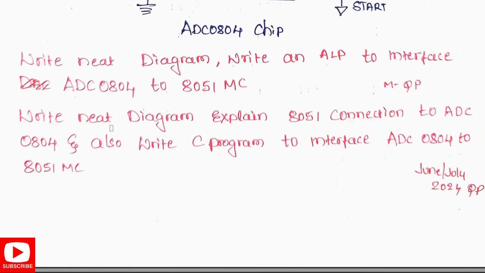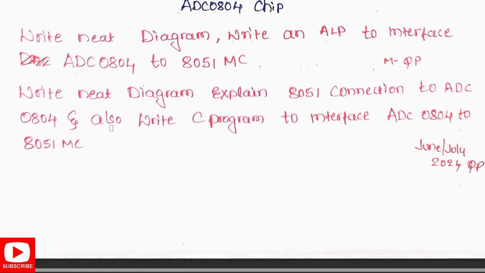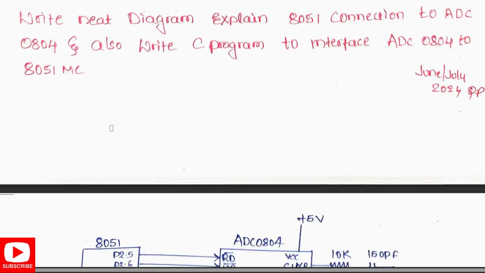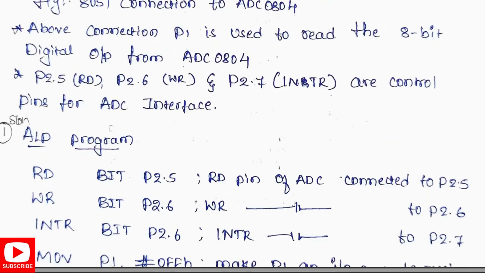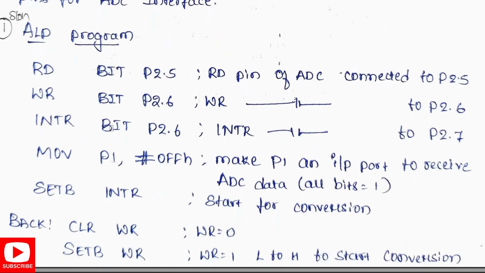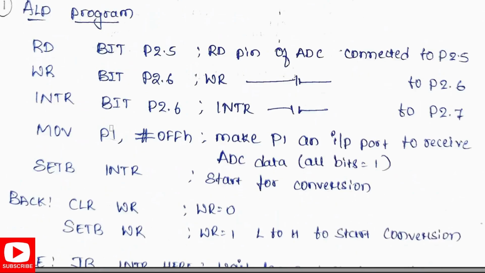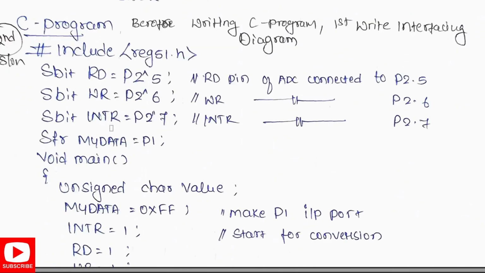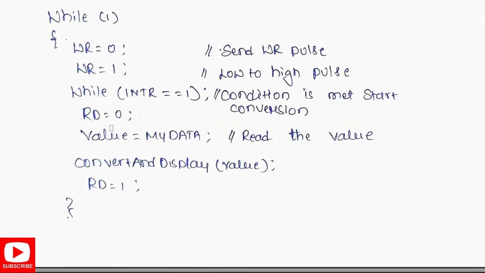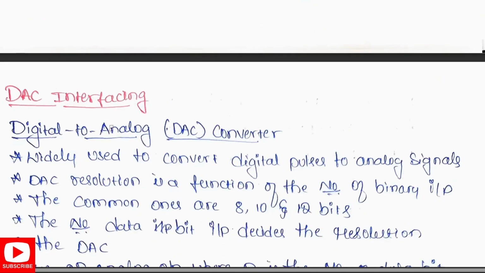Next, the question that may be asked is you need to write a diagram or an ALP to interface the ADC 0804 to the 8051 microcontroller. So this type of question can be asked. Then you have to interface it with this type of connection and explain them and the ALP program. So go through the program. The comments are easy so that you understand the program easily. There is also a C program where you have to write the interfacing in terms of C. If they ask for it, you have to write this. If they ask for ALP, then you have to write that.